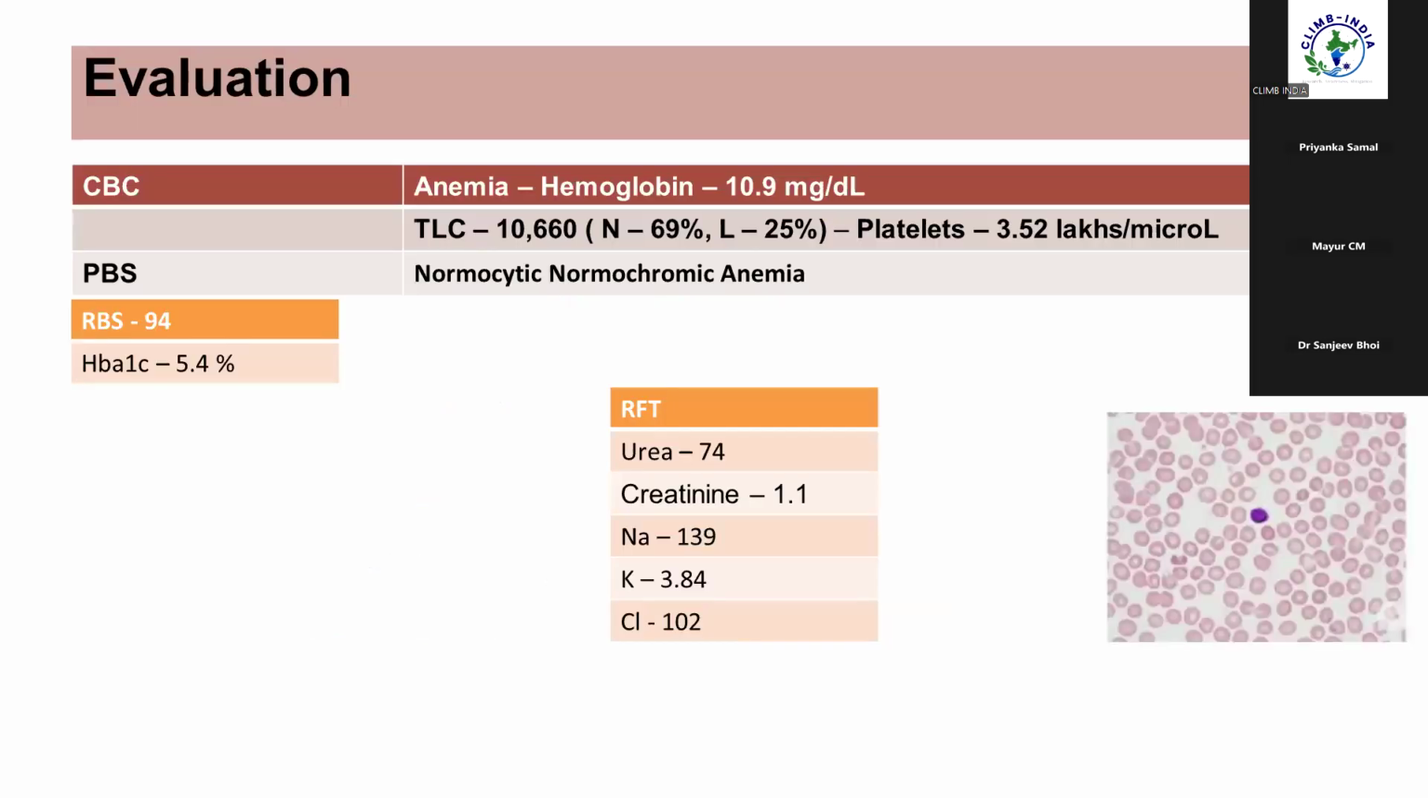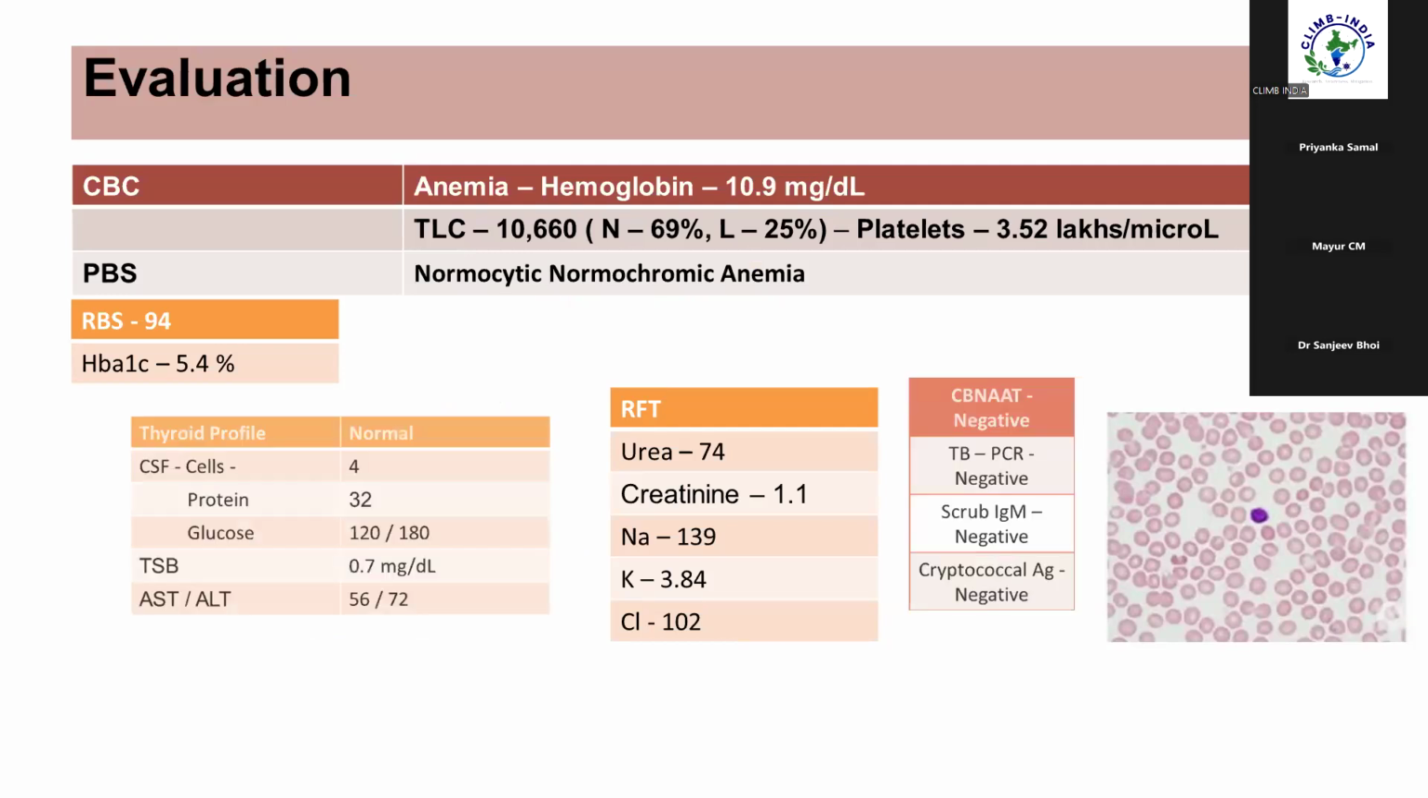He underwent inpatient evaluation. The patient showed anemia with a hemoglobin of 10.9, total count of 10,660, and platelets of 3.52 lakhs per microliter. The patient's RBS was 94 and HbA1c was 5.4. Peripheral blood picture showed a normocytic normochromic anemia. His renal functions were fairly normal. Thyroid function test and liver function test were also normal.